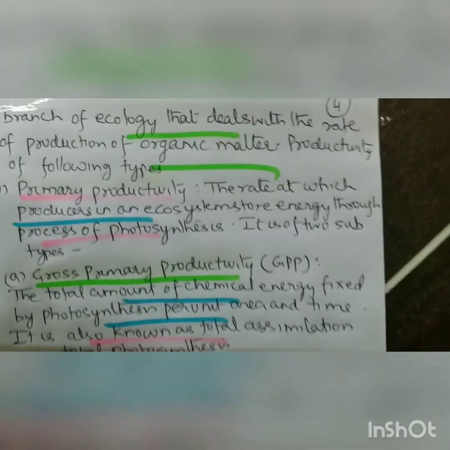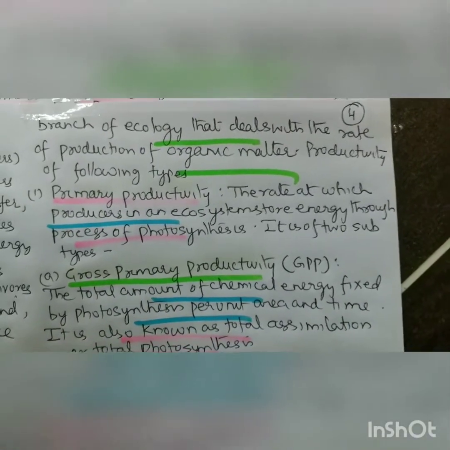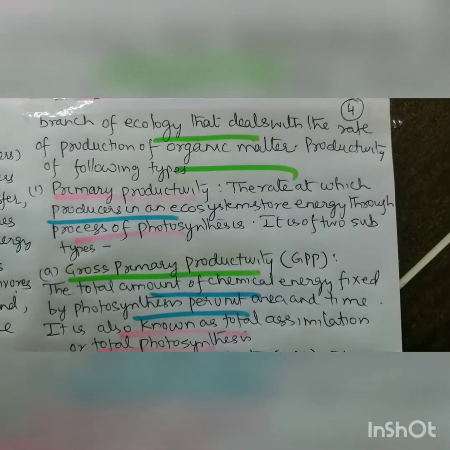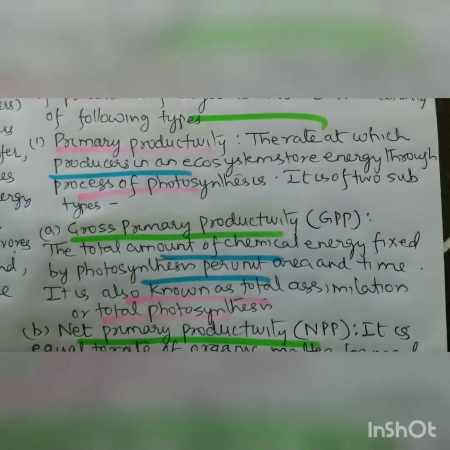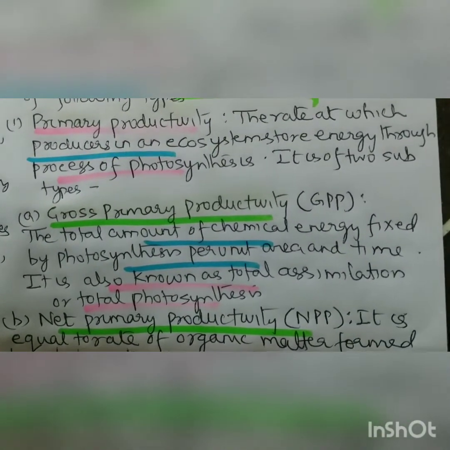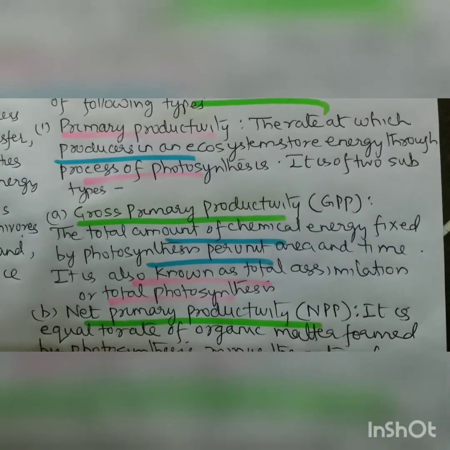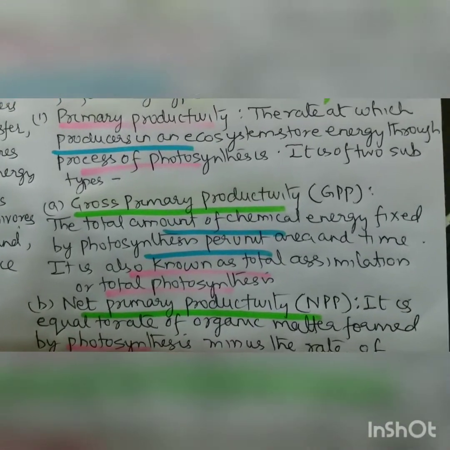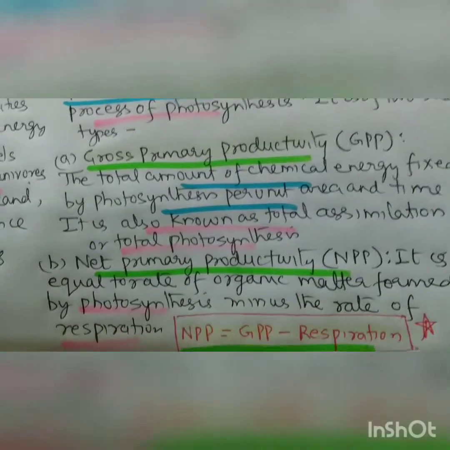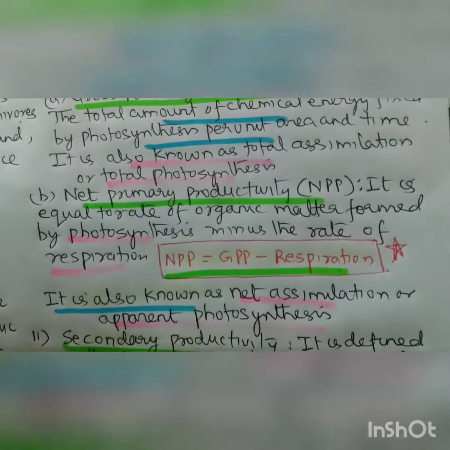So productivity is of the following types. First is primary productivity. One question will come, definitely. The rate at which the producers in an ecosystem store energy through the process of photosynthesis is called primary productivity. It has two subtypes. First is GPP, gross primary productivity, the total amount of chemical energy fixed by photosynthesis per unit area and per unit time. It is also known as total assimilation or total photosynthesis. And the second is net primary productivity, NPP.